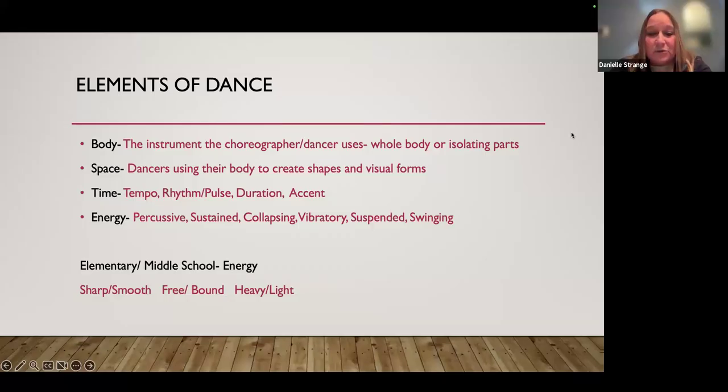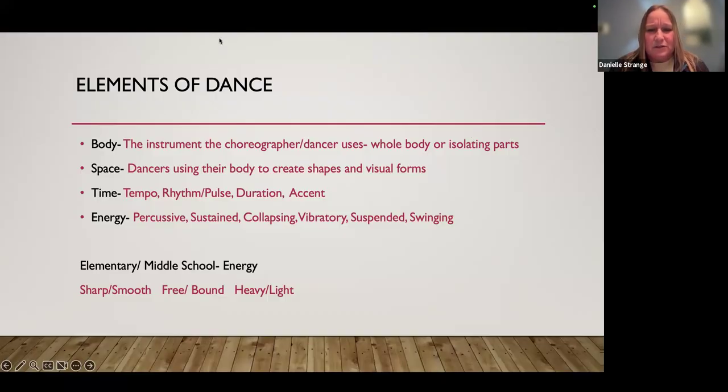What is the most important element of dance? Well, they're all important, but I think obviously you want to make sure that they can move their body. So I would say body's probably the most important, that they can move their body in different directions and in different ways, and that's going to get them the most comfortable.